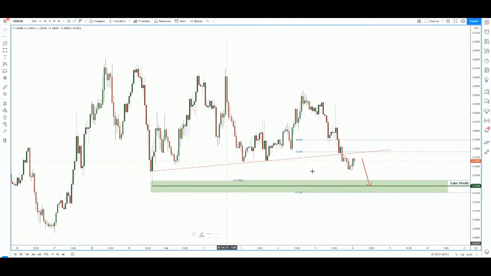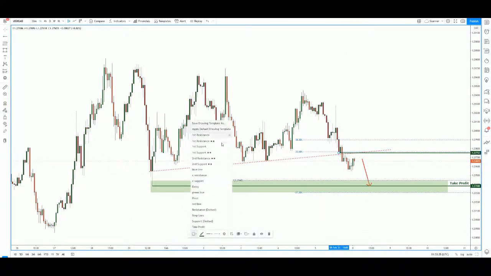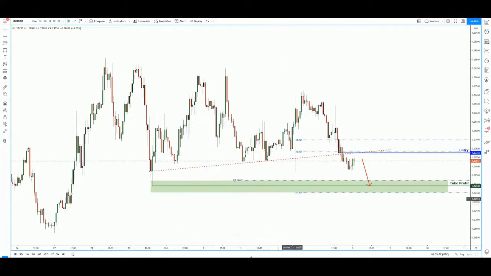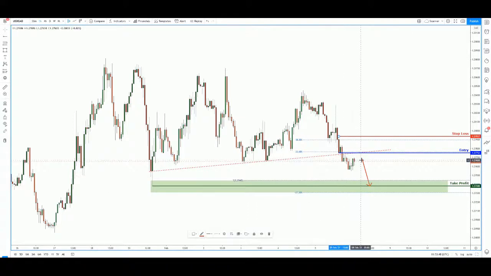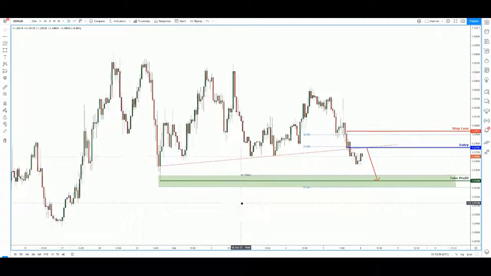Now our entry is definitely at this pullback, okay, the ascending trend line resistance pullback. Okay, and very simply our stop loss will just be over here, so slightly above our 38.2 retracement level. Reason is because we want to give the trade a bit of room to breathe. So price, it seems to be pushing higher now, so this will be our entry. This works out to be about a nice 1:2 risk reward.